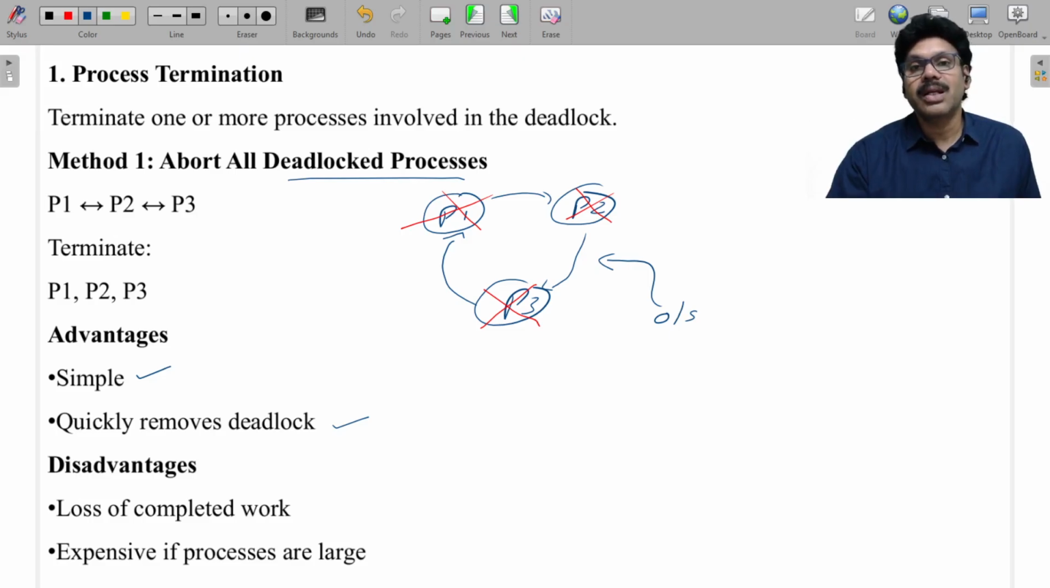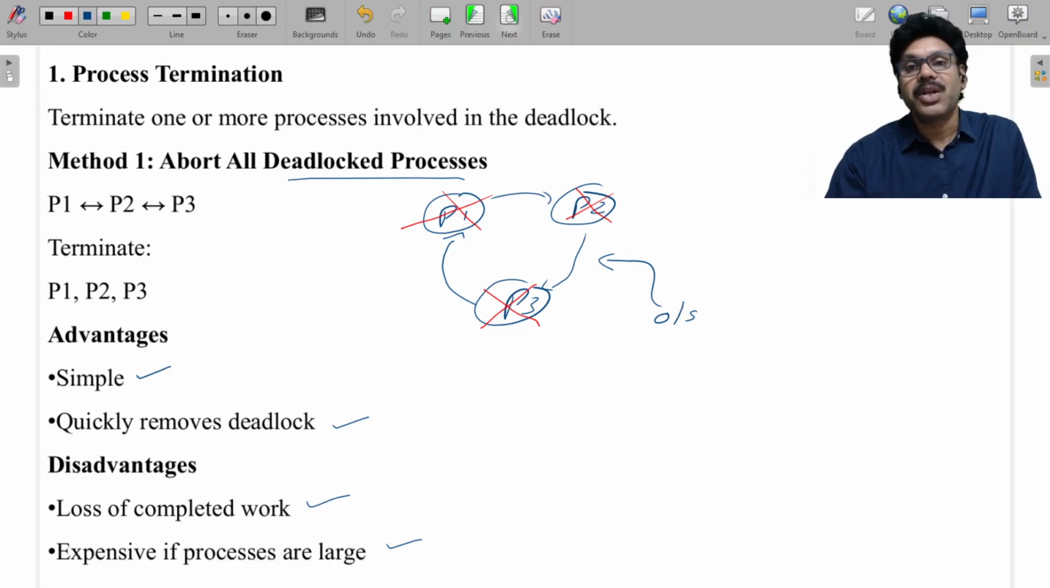If the processes are currently running and you kill them, the saved work is going to be undone. Whatever work is done so far has to be rolled back. So there is loss of completed work and it is expensive, as the process becomes very large. For example, say I have downloaded a movie which is 90% downloaded. Suddenly it gets deadlocked. Then if you terminate that particular process, the 90% of the downloading is completely abandoned.